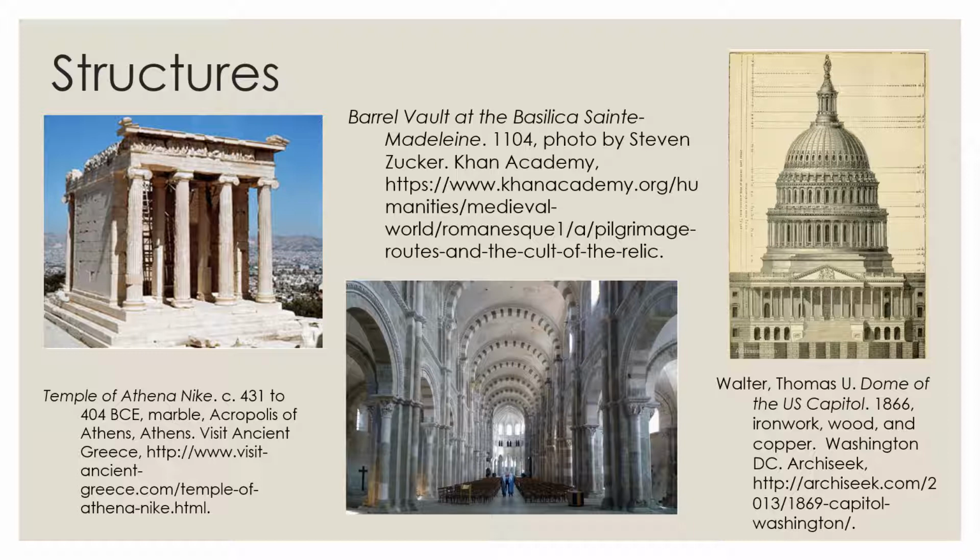The next structure is the barrel vault at the Basilica Saint Madeleine. This is a tunnel vault. There are multiple arches used to elongate the space. And finally, we have the dome of the U.S. Capitol. The full building also includes post and lintel construction.